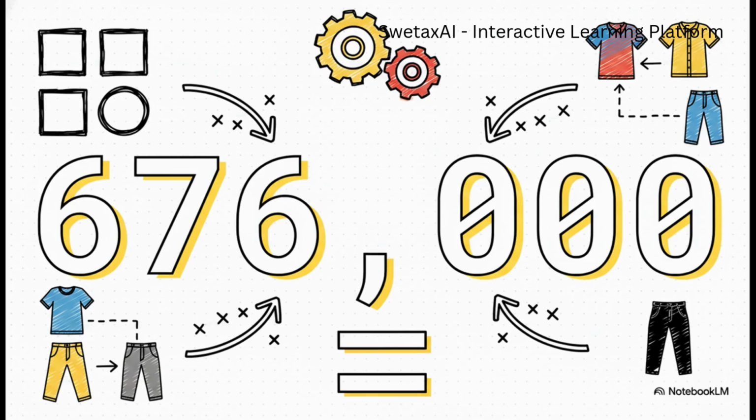Multiply them all together. 26 times 26 times 10 times 10 times 10. Boom, 676,000. It's the exact same logic as having, say, 3 shirts and 4 trousers. You just multiply 3 by 4, and you instantly know you have 12 different output combinations.